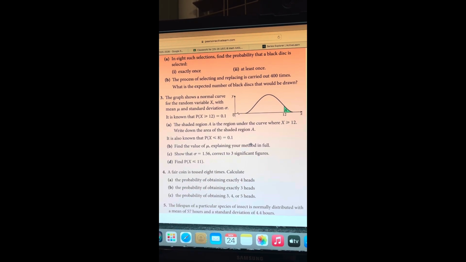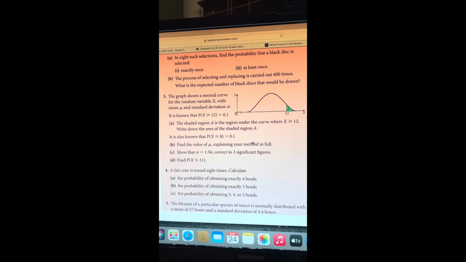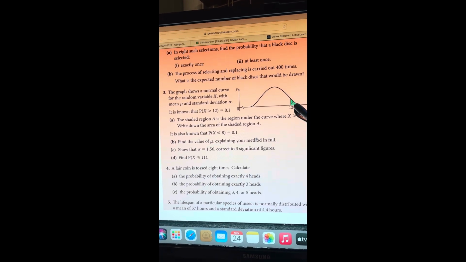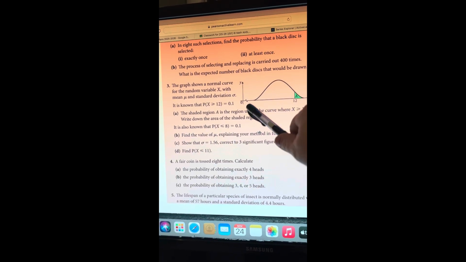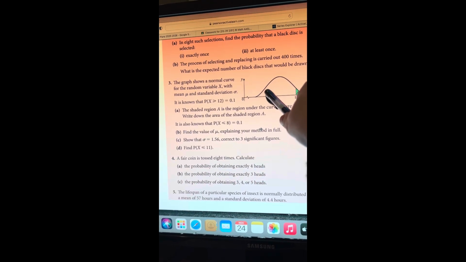That is that probability. It's also known that the probability that x is less than or equal to 8 is also 0.1. So that's going to be symmetric. If I have 0.1 for my area over here, then on the left, I would also have 0.1 area over here. I know it's on the left because we're less than a value, so that x coordinate would be an 8 right here. So, part B: find the value of the average, explaining your method.